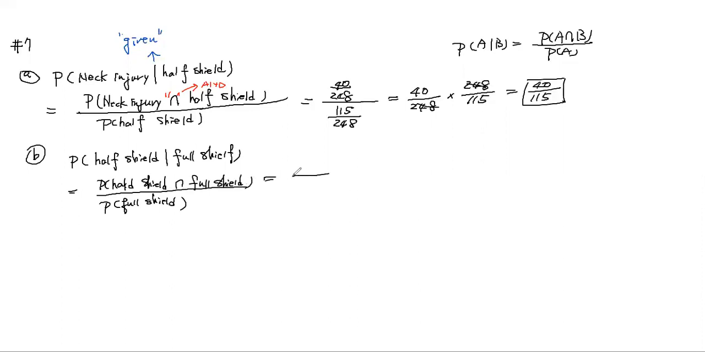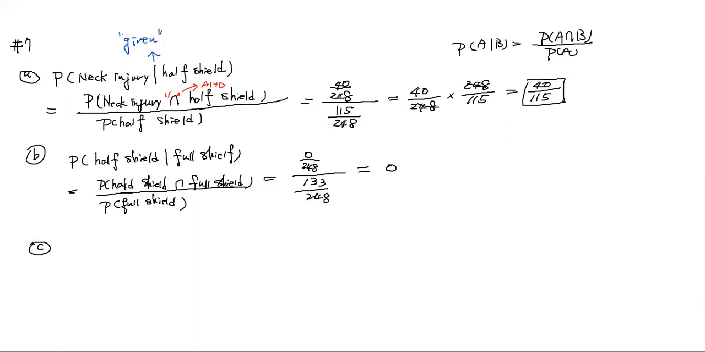Okay, so for the total full shield, I have 133 out of 248. But the half shield and the full shield, you cannot wear the half shield and the full shield together, right? So the chance is 0. There's no such thing as both half shield and full shield. So the probability here is 0. You cannot say, hey, I give you a full shield and then you wear the half shield.